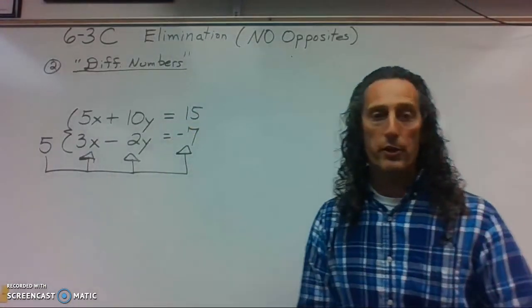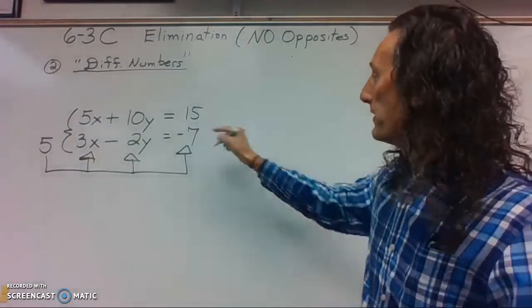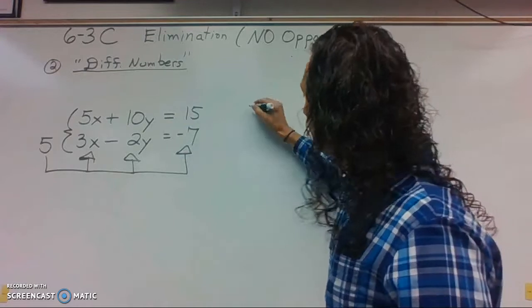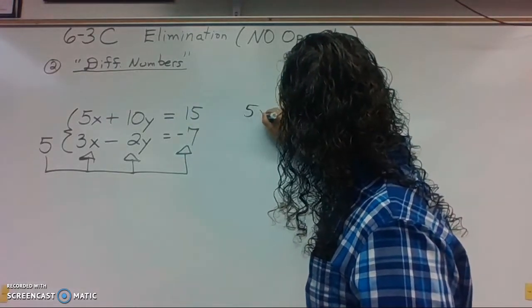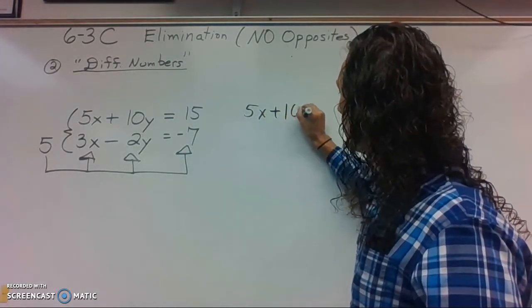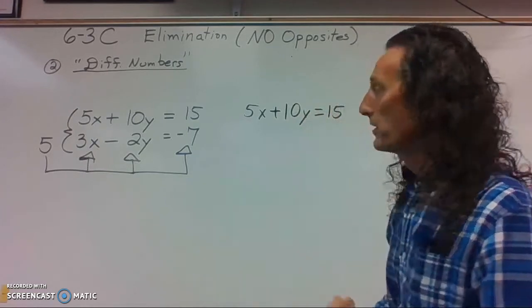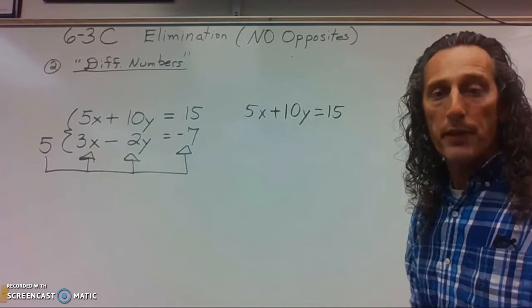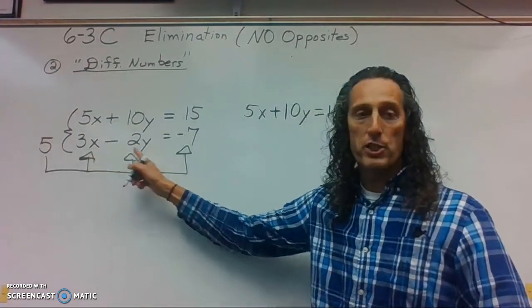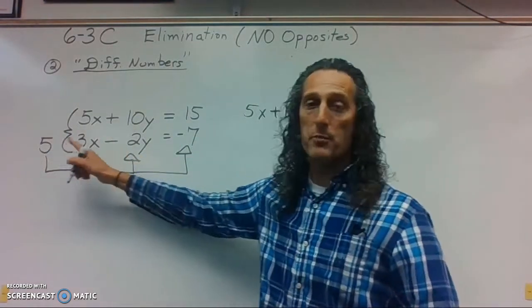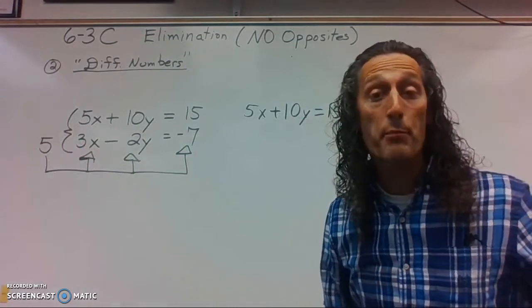All right, so there's my 5. So again, this one I'm just going to recopy down. So that's 5x plus my 10y equals 15. So that's just the first one. But now this one down here, we're going to change using multiplication because it will give me our opposites.